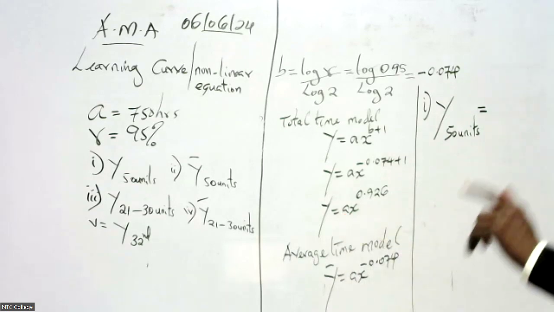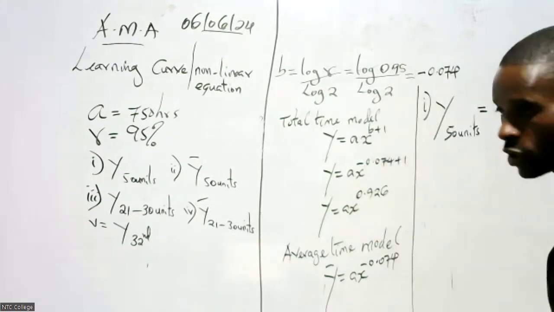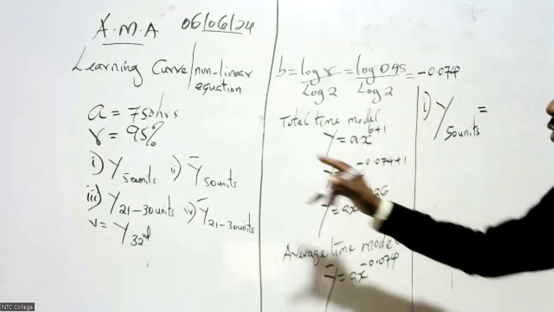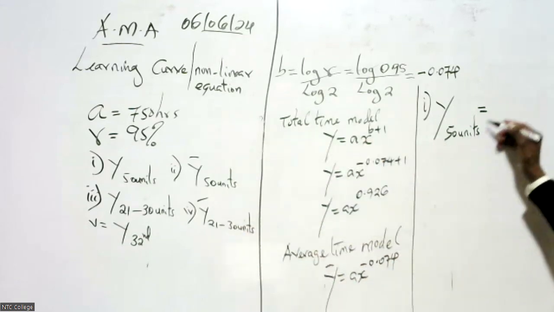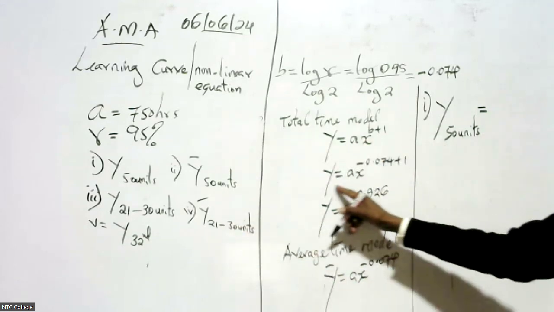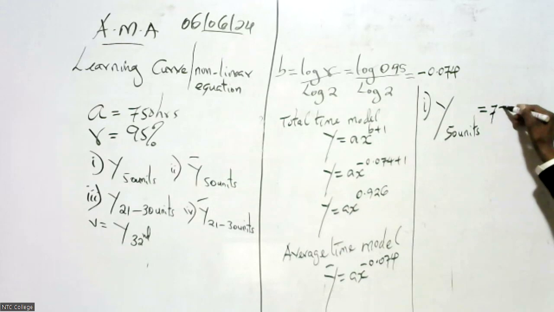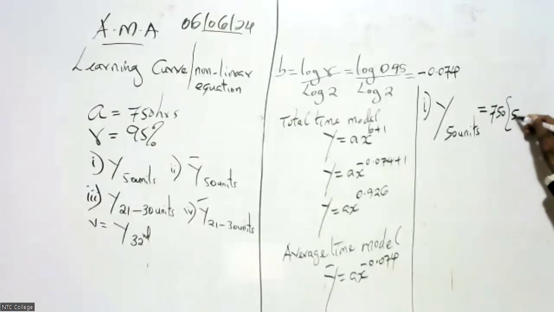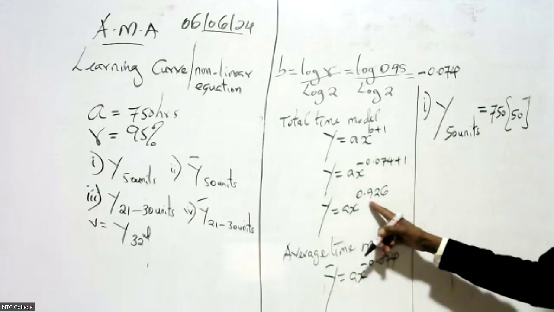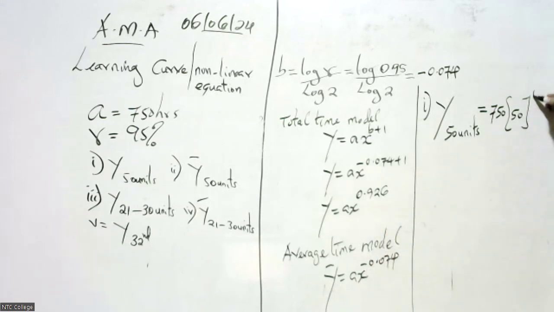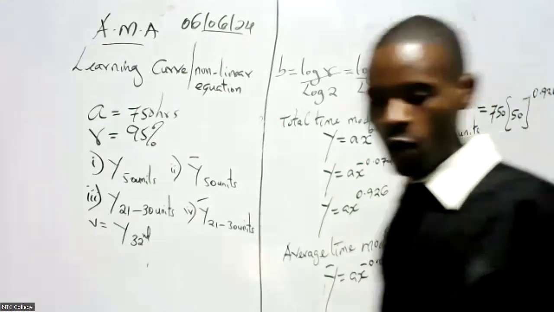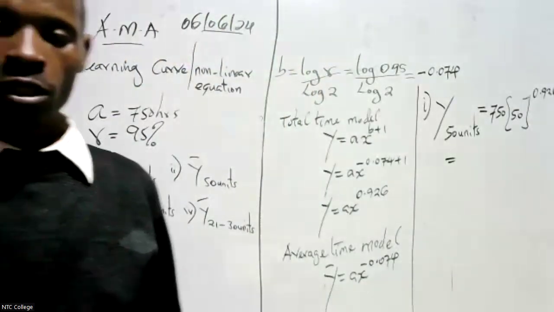So let us put the figures into that particular model. A is the time taken to produce the first unit, the very first unit, which we said is 750. So I substitute in this equation. It will be 750 into how many units? 50, raised to 0.926. How many hours are those?